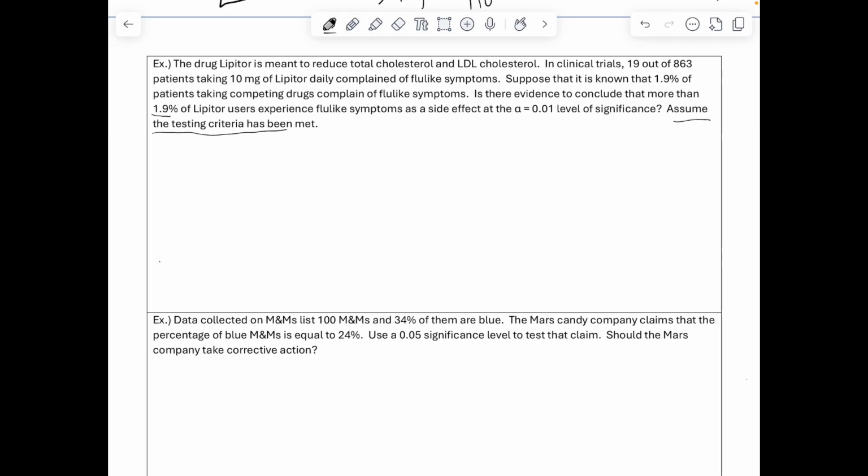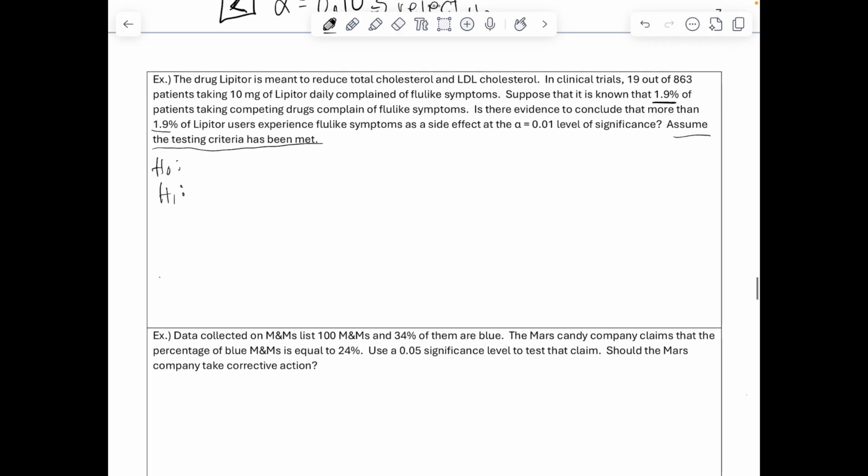So since the testing criteria has been met, we do not need to check those requirements. Instead, we're able to just go ahead and start this problem with our H0 and our H1. So before we start writing things down, the first thing that we want to note is that we are dealing with a percentage here. It's 1.9% of patients taking this drug complained of flu-like symptoms. And so that's for our population. Our sample is going to be 19 out of 863. So that means that X is equal to 19 that have those flu-like symptoms, and N is equal to 863.